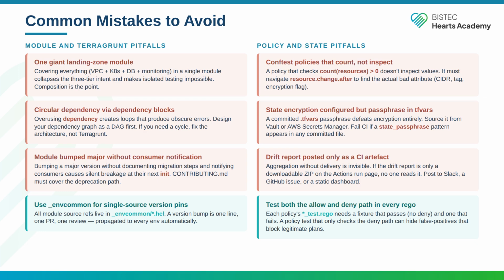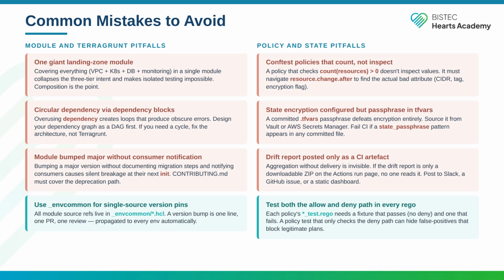Conftest policies that count resources instead of inspecting attribute values. Knowing that a security group rule exists tells you nothing about whether it allows dangerous traffic. Inspect the actual attribute values. CIDR blocks, from port, to port.